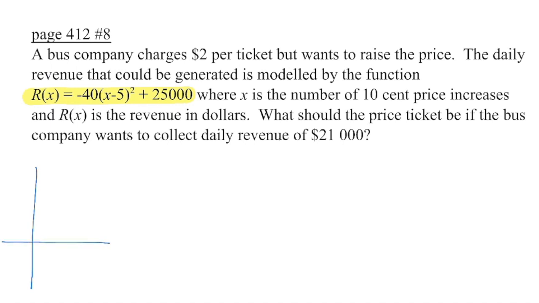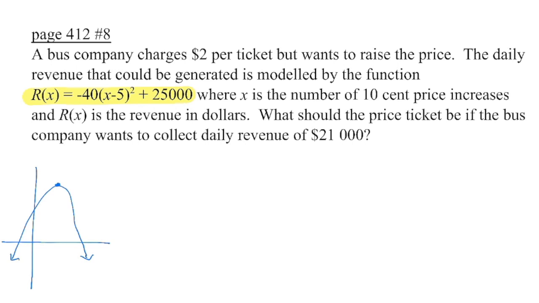And so we know this is vertex form. So if you think back to when we looked at quadratic functions, we know our vertex is going to be 5 and 25,000. So I'm just going to go over here, 5, 25,000. I'm going to put my vertex there. We also know from quadratic functions it's opening down because my a value is negative. So again, I'm just going to do a rough sketch of my parabola. It's going to go something like that.